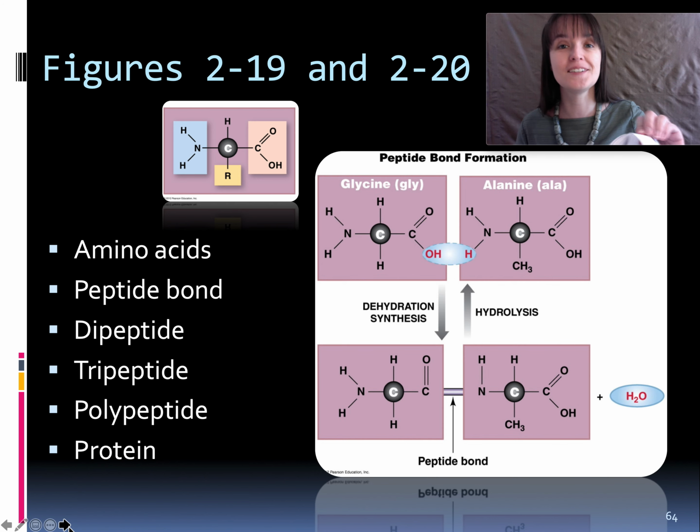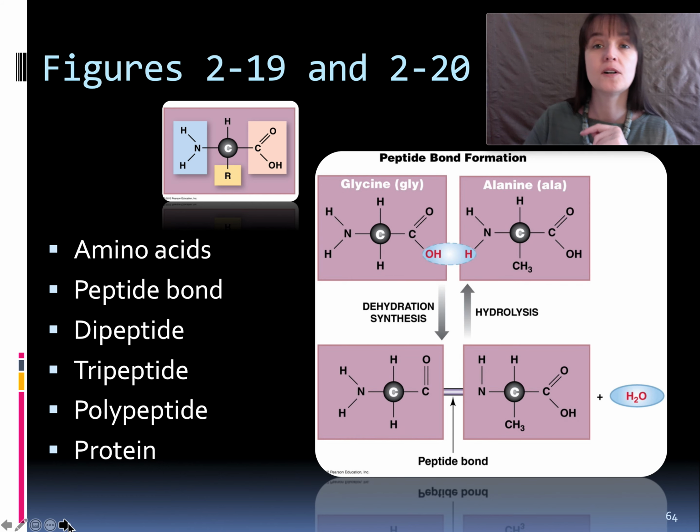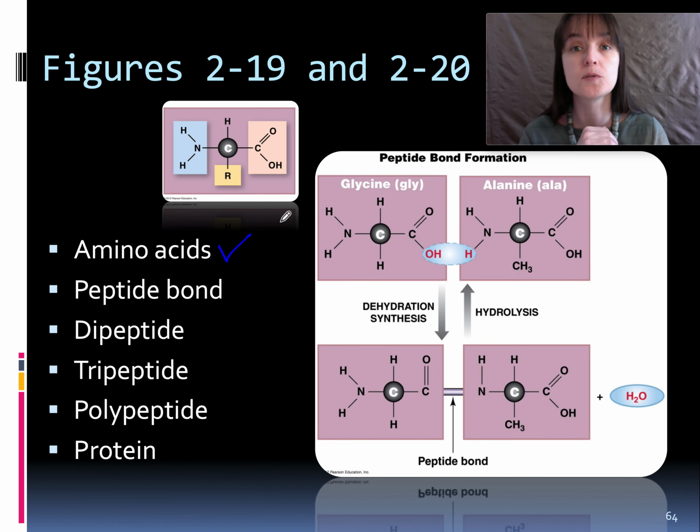All right, proteins. The building blocks, the monomers of proteins, are called amino acids. I may have said that in passing before. Now you're responsible to know it. There are 20 different amino acids.